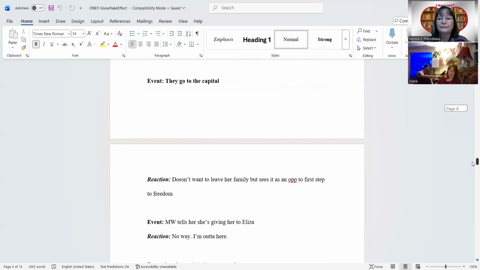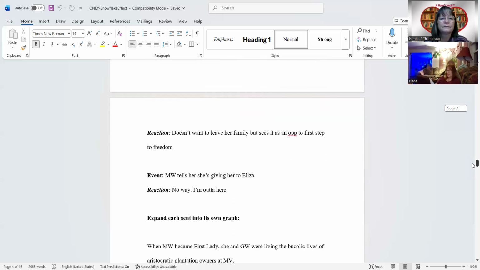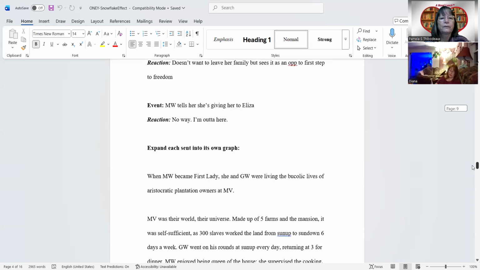And then they went to the capital, which was Philadelphia. And Oni didn't want to, her mother was still there at Mount Vernon, and I believe she had a brother there too. She didn't want to leave them, but that was the first step to freedom, going to Philadelphia. And then when Martha said, "I'm giving you to Eliza," she said, "No way, I'm out of here." That was the end of that.